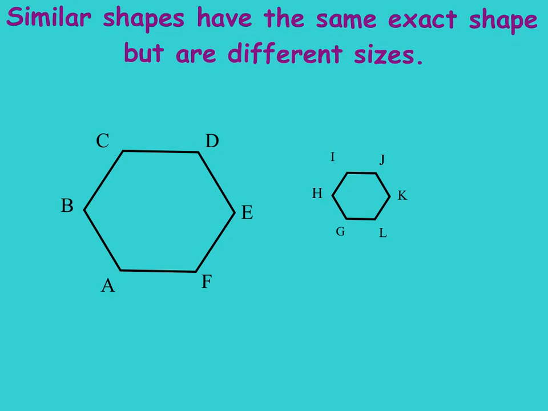Now similar is a little bit different. Similar shapes have the same exact shape but are different sizes. If you look at the following two hexagons, you'll notice that they look very similar, except one is bigger and one is smaller. The angle measurements, however, are exactly the same. So angle B is exactly the same as angle H. It's just that the shape's a little bit bigger.